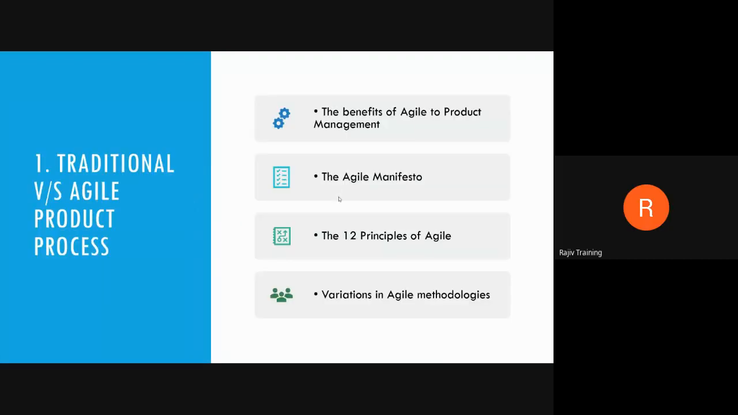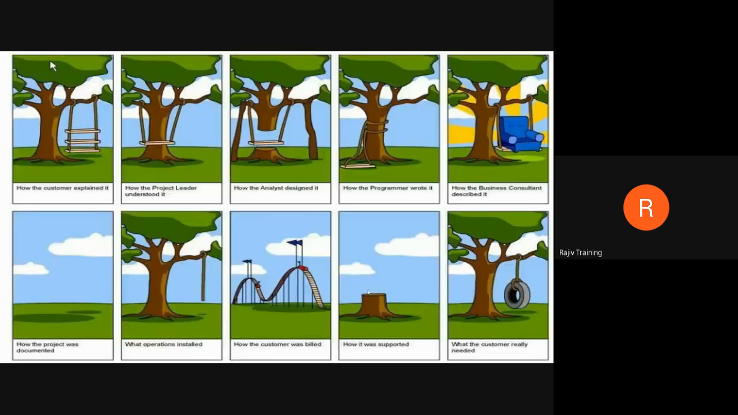Okay, thank you. So coming to the first module, it's more about trying to understand what are the benefits of agile to product management, trying to understand the agile manifesto, trying to understand the 4 values and 12 principles of agile, and various variations that are there in agile methodologies. Okay, so today I'll only cover this, nothing more.